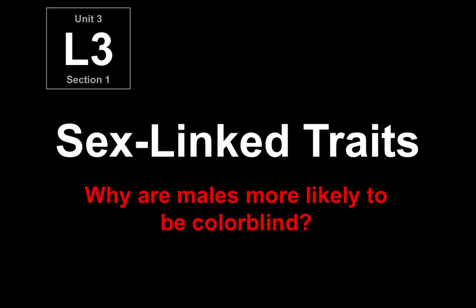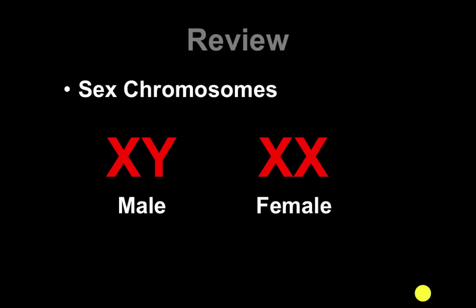In this lesson, we're going to look at sex-linked traits and answer the question of why males are more likely to be colorblind. As a review, remember that sex chromosomes determine your gender: X and Y make a male, and two X's make a female.